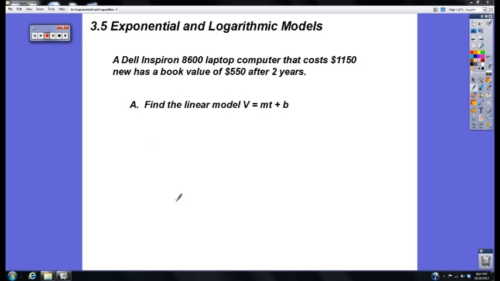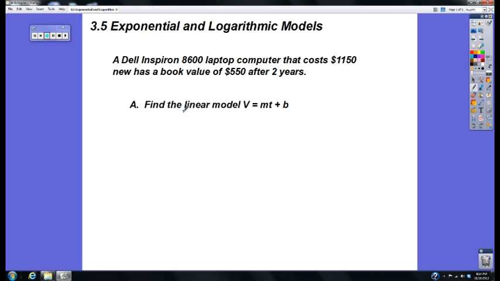For section 3.5, exponential and logarithmic models, we have one example to get you started on your application problems. So let's start with a Dell computer that cost $1,150, has a book value of $550 after 2 years. And we're going to look at two different models and compare the cost of the computer after so many years.